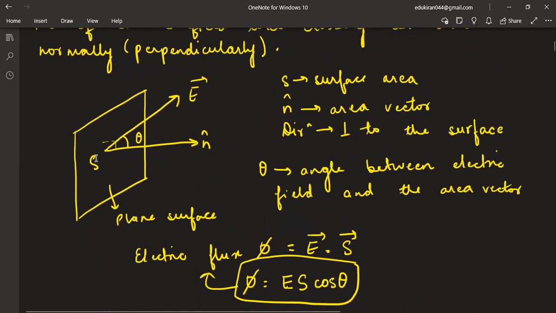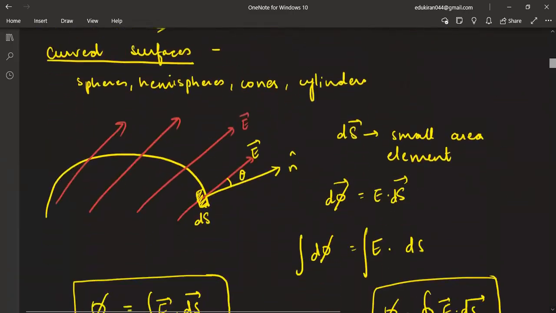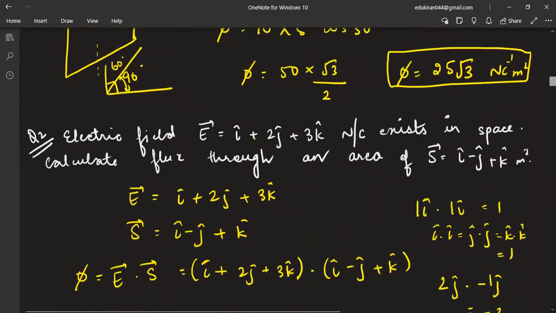Means this is the perpendicular and electric field. Do not take this angle from the plane. It's always perpendicular and electric field which are making angle with each other. Fine? All right. Then Gauss theorem, you should remember the statement of Gauss law.